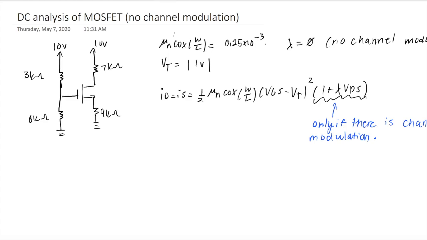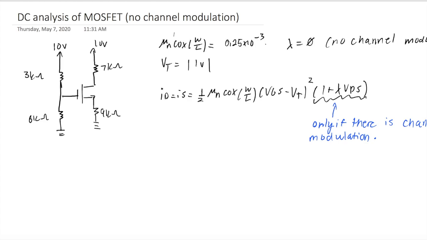Important to note that this is not an absolute value sign. This sign is to specify it's positive for an NMOS and negative for a PMOS. So if this was a PMOS, it'd be negative 1 volt, but since we have an NMOS, we just use 1. We also see that lambda equals 0, so that means there's no channel modulation.